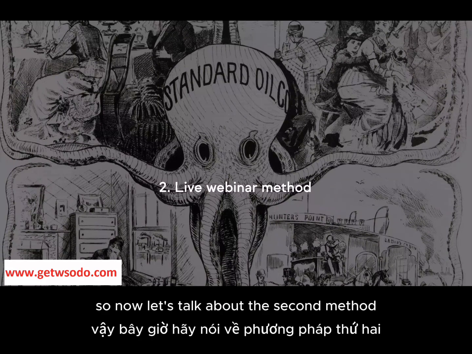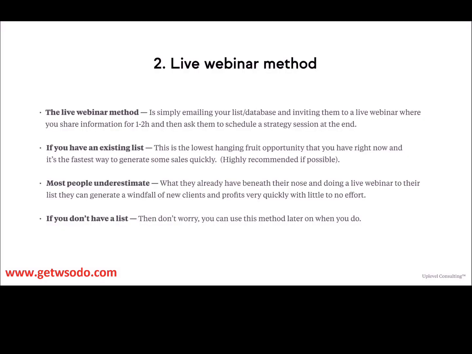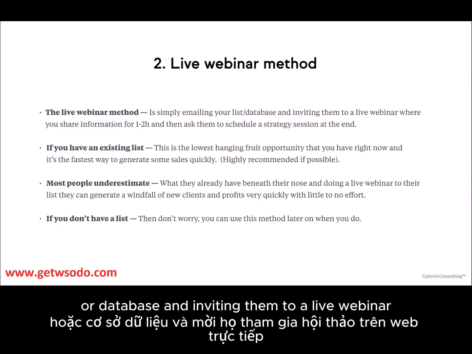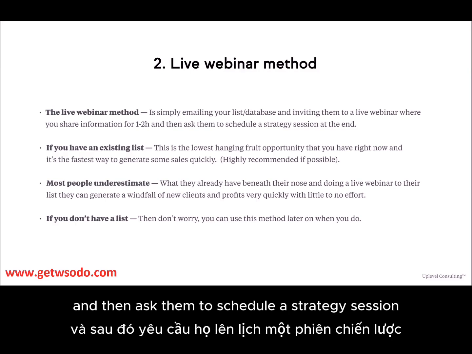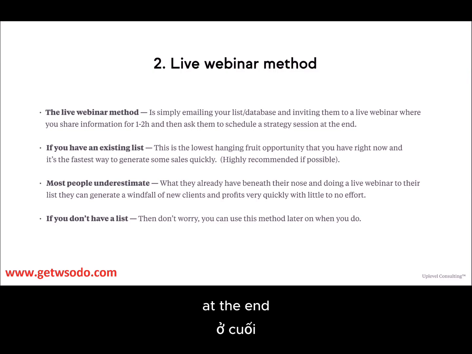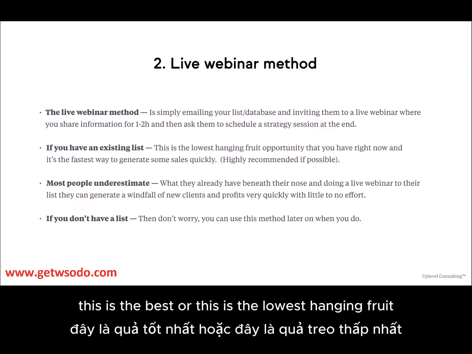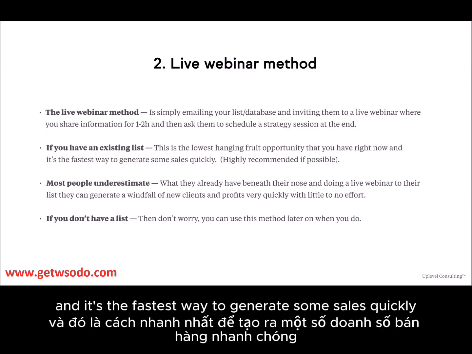So now let's talk about the second method, the live webinar method. The live webinar method is simply emailing your list or database and inviting them to a live webinar where you share information for 1 to 2 hours and then ask them to schedule a strategy session at the end. And if you have an existing list, this is the lowest hanging fruit opportunity that you have right now, and it's the fastest way to generate some sales quickly.